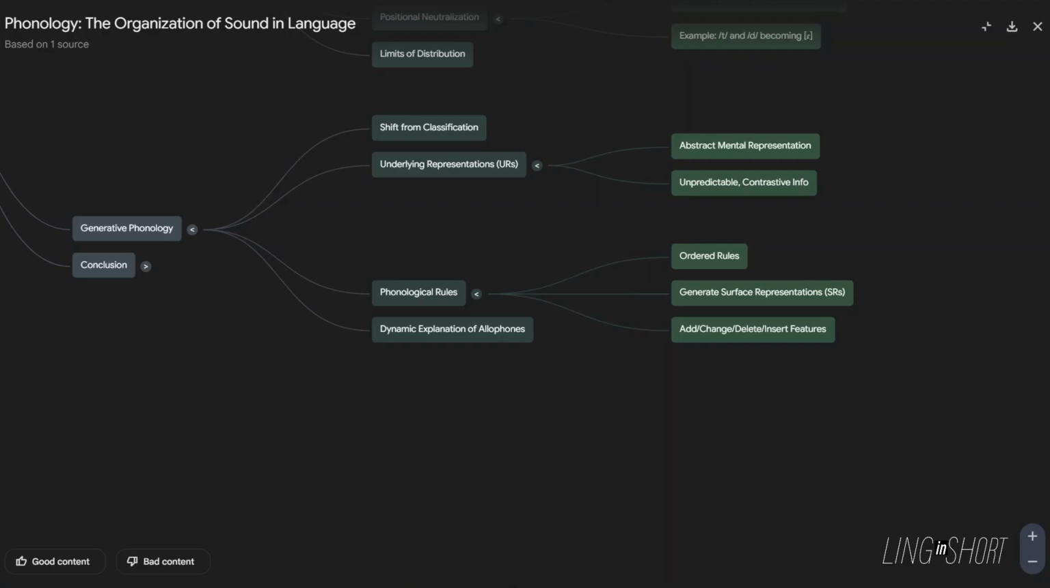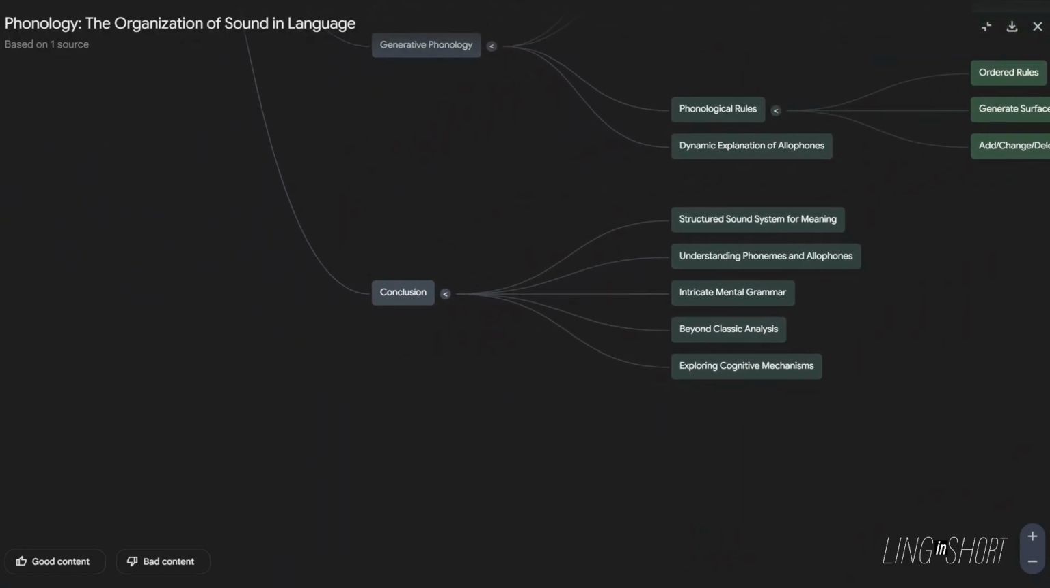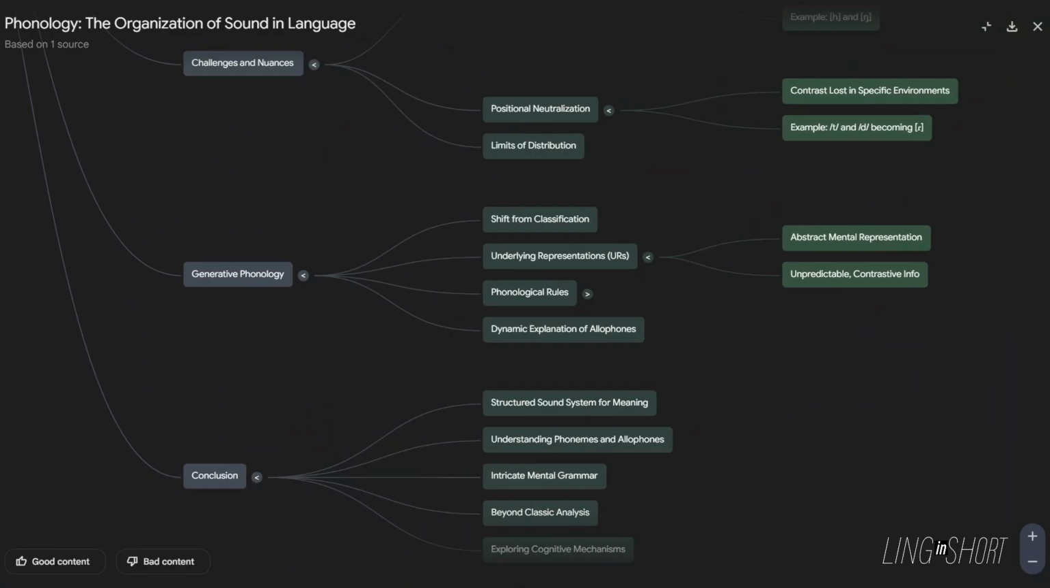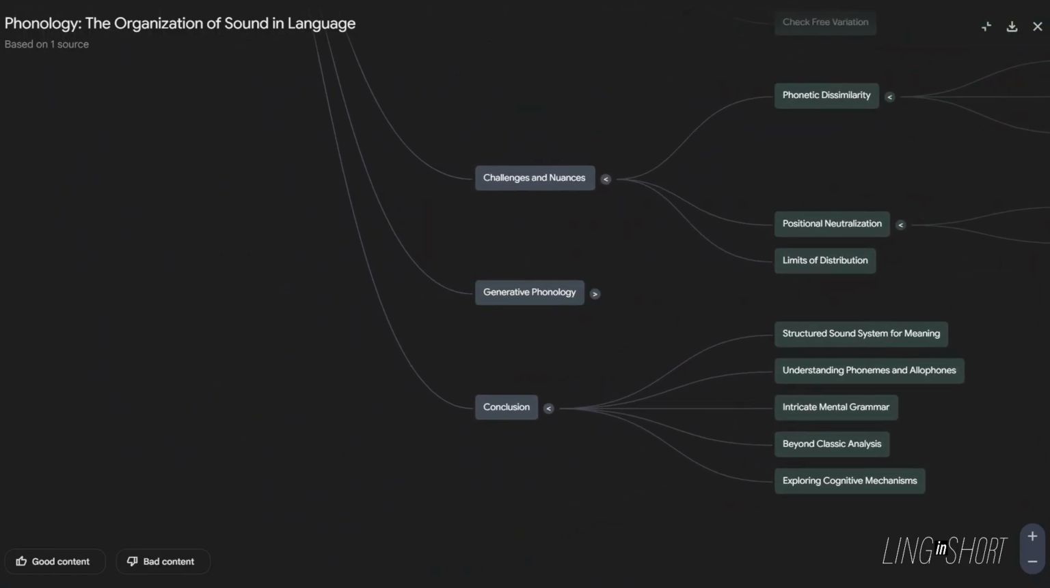amazing hidden system, the mind's blueprint for organizing language sounds. We've learned about phonemes, those core meaning-distinguishing sounds like different colored blocks, and allophones, their predictable or sometimes freely varying pronunciations like the different shades. Right, the surface variations. We've seen how linguists use contrast, finding minimal pairs and distribution, overlapping, complementary, free variation, to figure out this structure. And we've just touched on this shift towards thinking about abstract underlying forms and the rules that generate what we actually say.